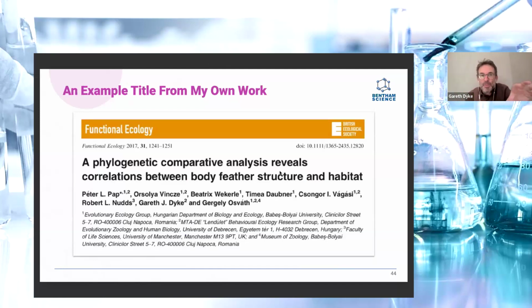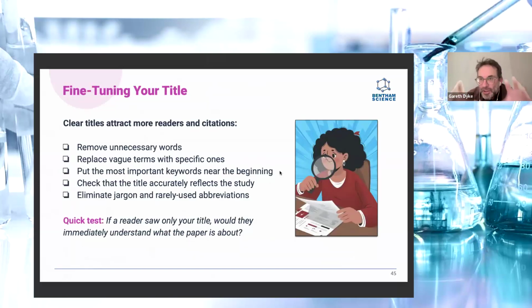Here's an example from a paper that we wrote a few years ago. It's about birds, it's about feathers. What we did with this to get to this title is we spent a lot of time fine tuning it, editing it, arguing with our co-authors about what the best form for the title would be. So let's edit those titles to attract readers and citations, removing unnecessary words, replacing vague terms with specific ones, put the most important keywords near the beginning, and eliminating jargon and using a title that accurately reflects the study.